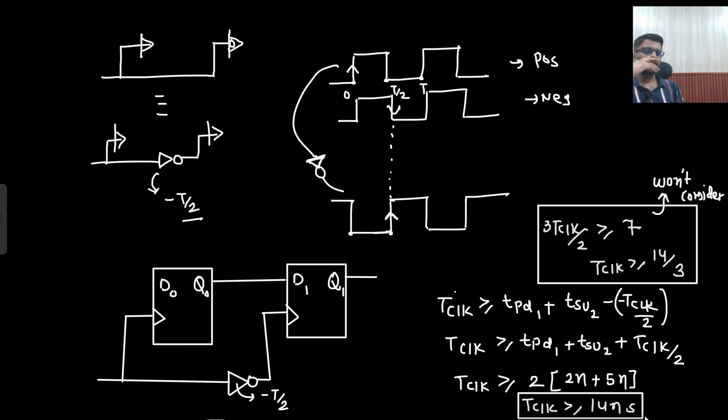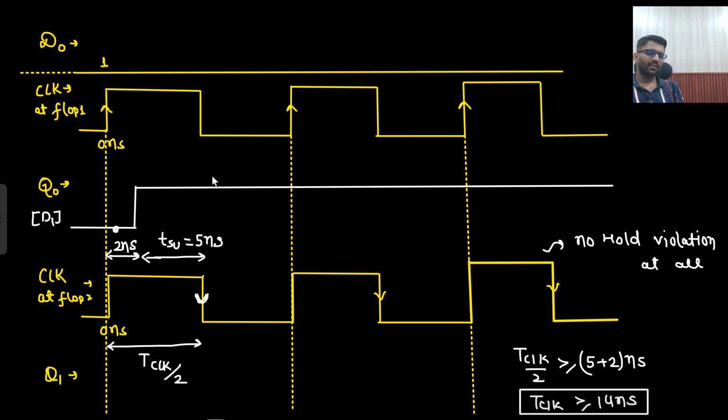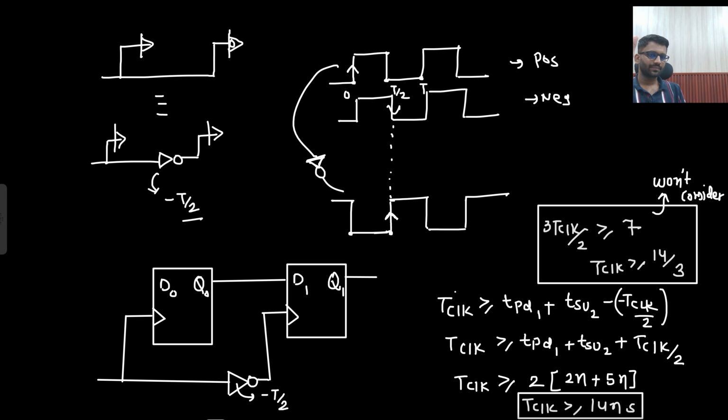So I hope you must have understood the concept. Either you could have solved it by these waveforms, timing diagram, you understood it. But then we analyze this very simple thing. What is that? That I can take this bubble out. If I take this bubble out, what do I get to know? That this is providing me a delay of minus t by 2.